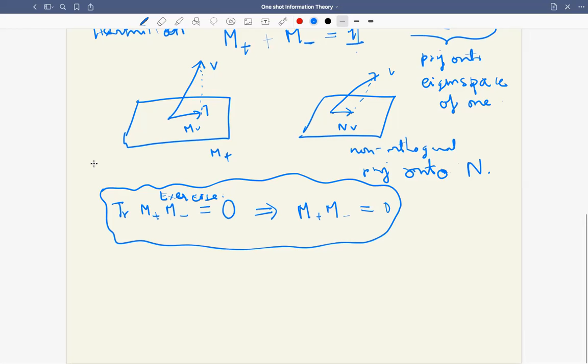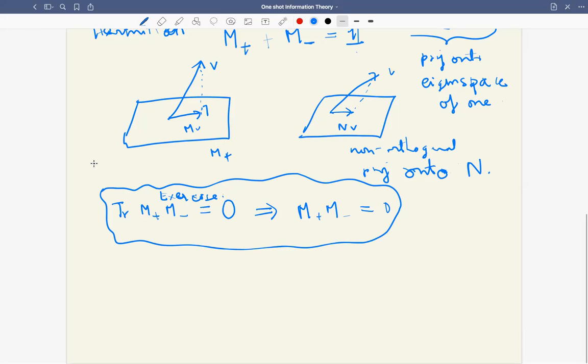One thing is that this trace being zero, this is how I look at it after talking to Pranav a lot. This is the inner product. The trace is the inner product between operators, and you can think of it as a quantity which defines the overlap between spaces. So this trace being zero essentially means that the spaces are orthogonal. That's the geometry.